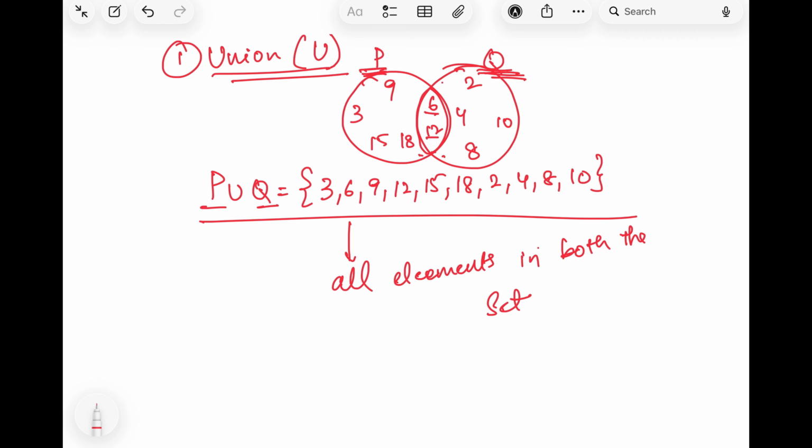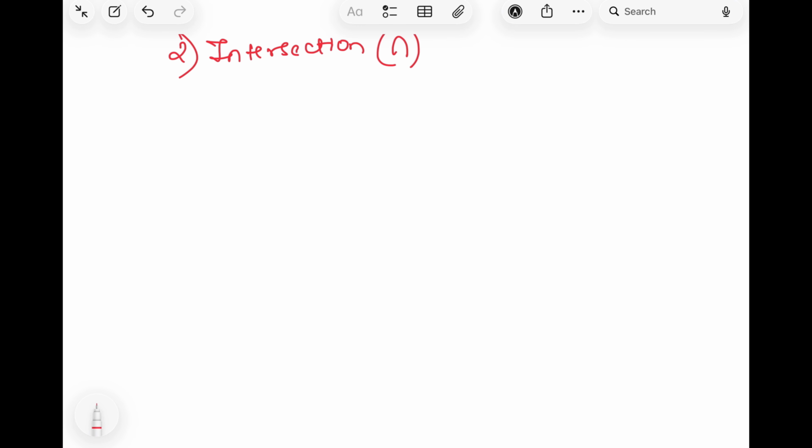So union means everything together. Everything together means we write all the elements in both the given sets. Now next was intersection, right? Now what is intersection? First we will write the symbol. The symbol was like this, right? Like a small n.